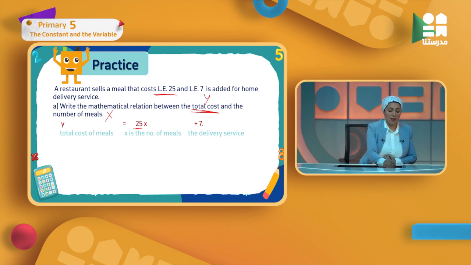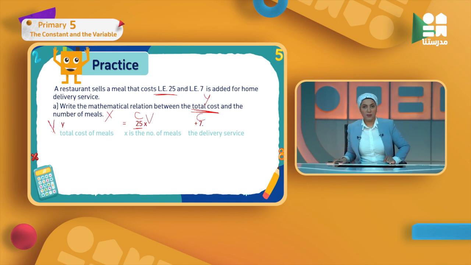And here y is a variable, 25 is a constant, x is a variable and 7 is a constant. Okay? The price per meal and the delivery service fees are constant, while x and y are variables that change, they are related to each other and affect each other.